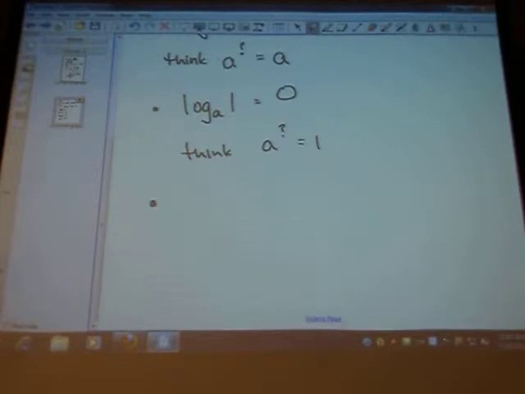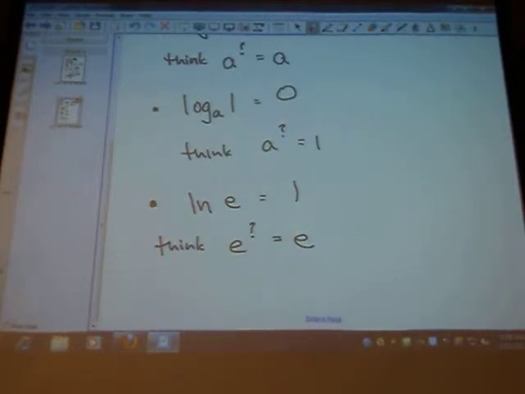Okay, what is ln of e equal to? Well, the number e is equal to that. What is ln of e asking you? The base is e, so it's asking you e to what power equals e. That's equal to 1.